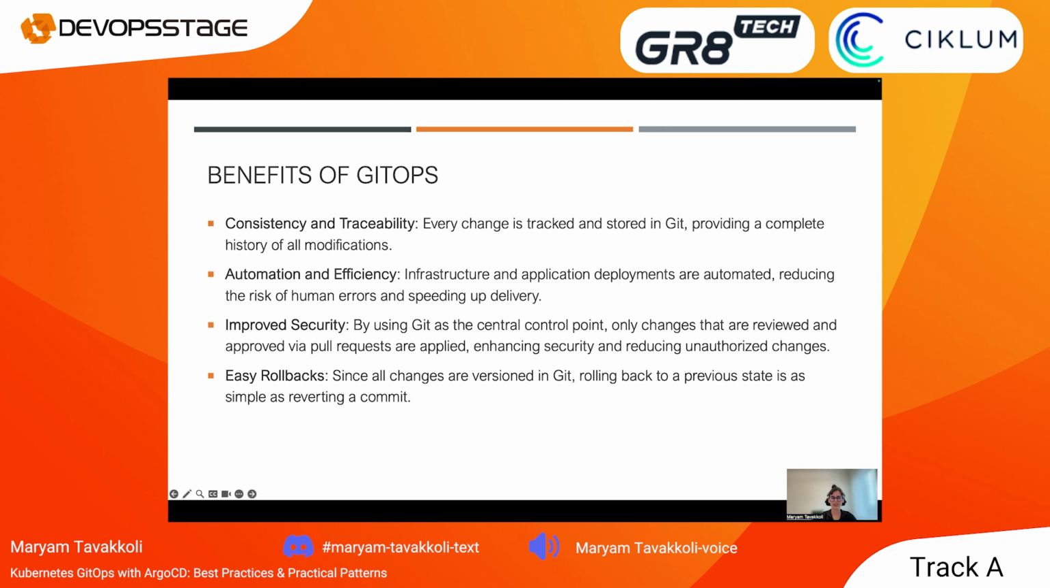An important benefit is security. By using Git as the central control point, only those changes which are reviewed and approved via pull requests are applied, and this way you have enhanced security, and it also reduces unauthorized changes. And last but not least, easy rollback. Since all the changes are versioned in Git, rolling back to a previous state is as simple as reverting to a commit in this GitOps approach.